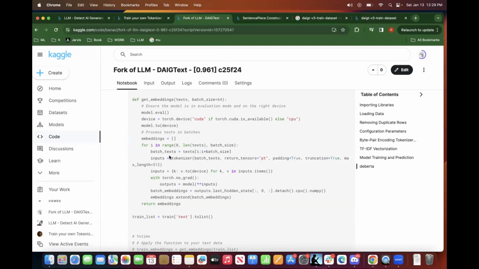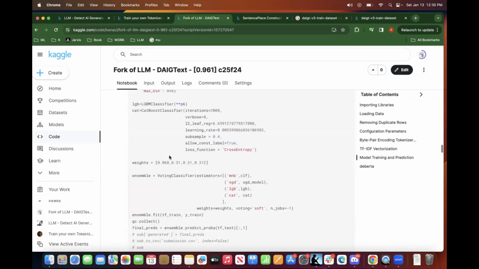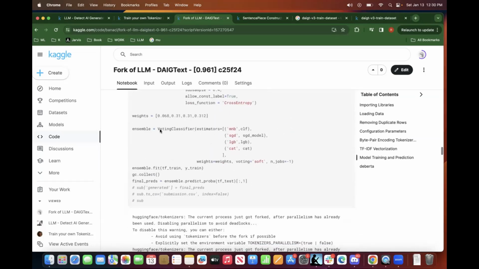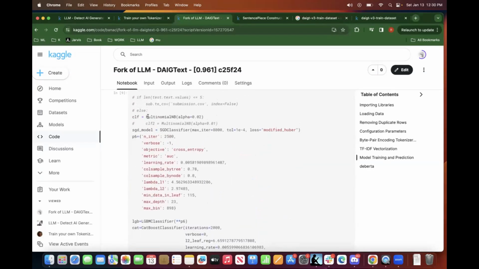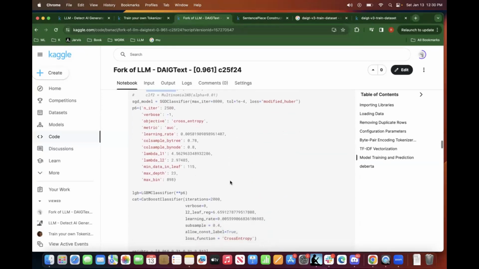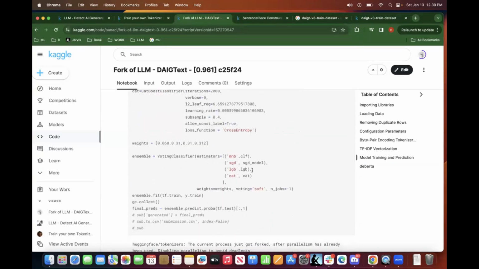And yeah, it works, but obviously I still can't get anywhere close to what the public high scoring one does. Does the public high scoring one use an ensemble? It does use an ensemble of classifiers, which we just saw. It uses this voting classifier. Basically, it's an ensemble of Naive Bayes, SGD, LGB, and CAT. What is MNB? Multinomial Naive Bayes. Oh, I didn't know. So they use that.